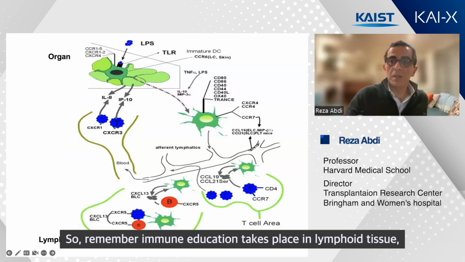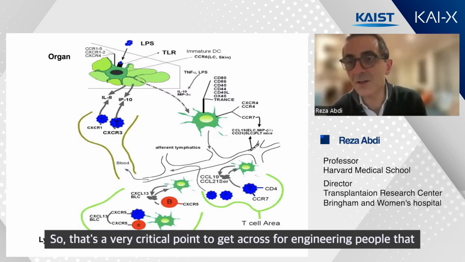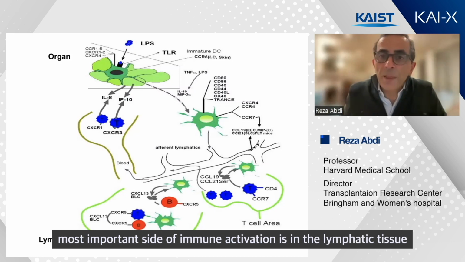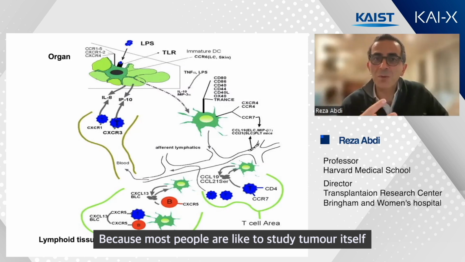So remember, immune education takes place in lymphoid tissue, it doesn't take place in blood, right? That's a very critical point to get across for engineering people, that the most important site of immune activation is in the lymphoid tissue. So these are two sites that most people don't study, because most people like to study the tumor itself.